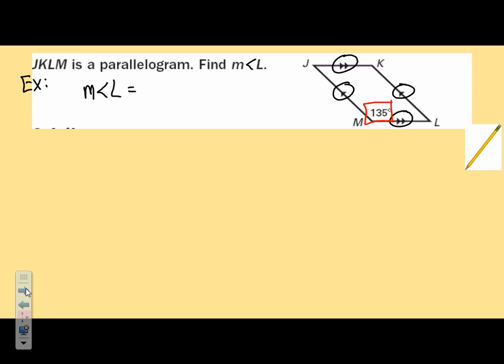Check out 135 right there. It's consecutive, or right next to angle L. And that means that those two angles will add up to make 180 degrees. So I can use that fact. I can take 180 minus 135. And that leaves me with 45 degrees for angle L, because these two angles right here will make 180 degrees.